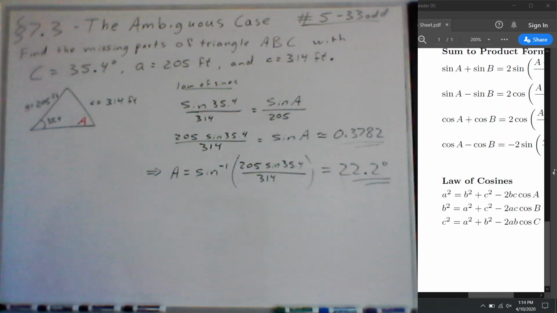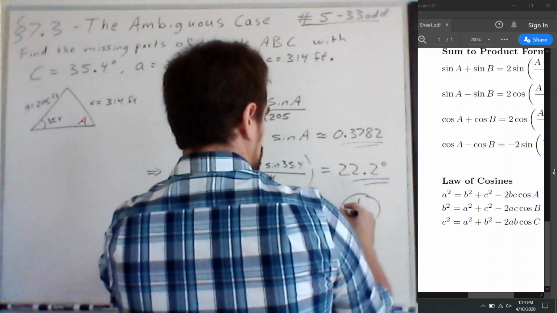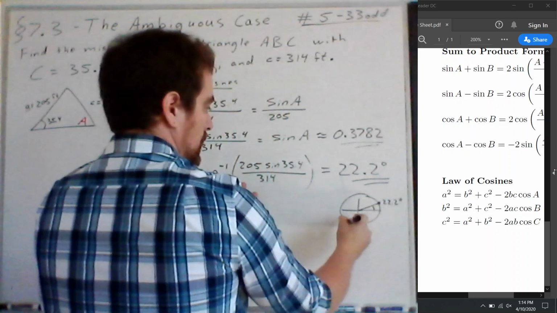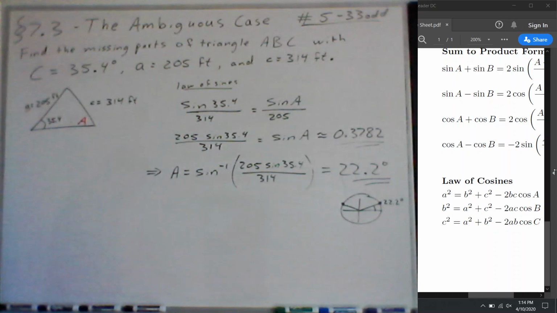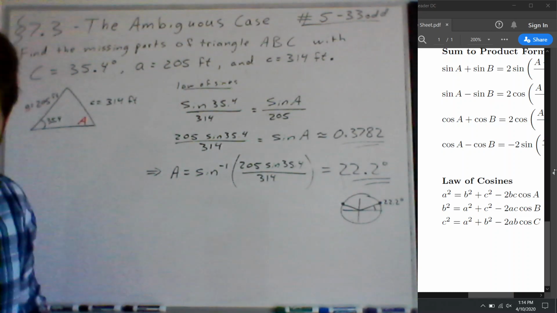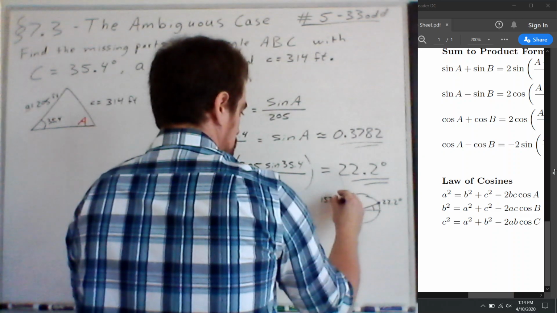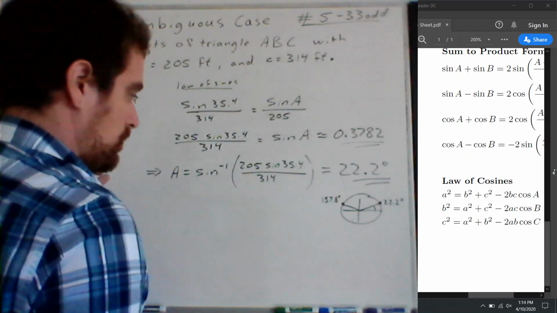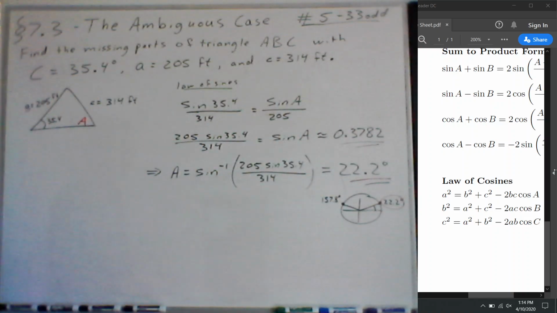Now that means the sine of this angle is a positive 22.2 degrees. That could be over here in quadrant 1, or it could be over here in quadrant 2. So if we do 180 minus 22.2 degrees, we get 157.8 degrees. Aha, so there's two possibilities. We'll start with red as this one, 22.2 degrees, and fill out our triangle.